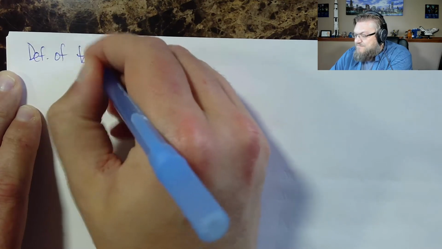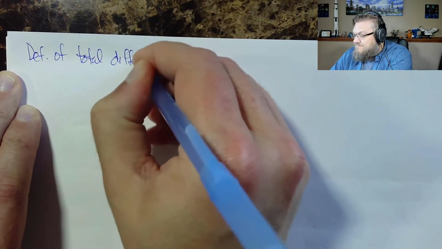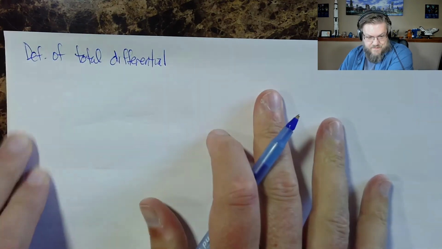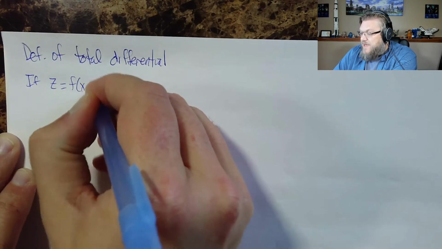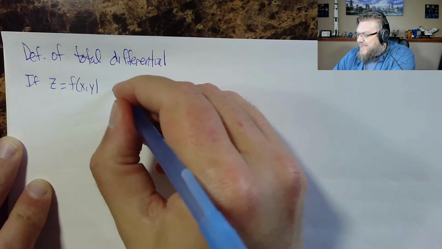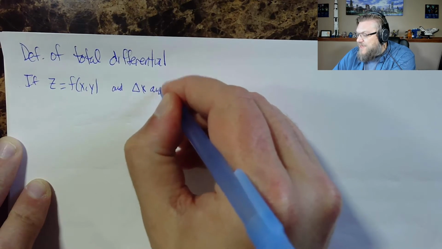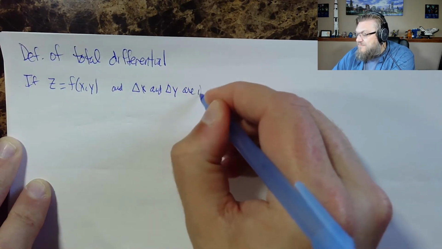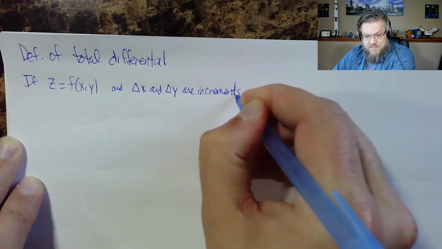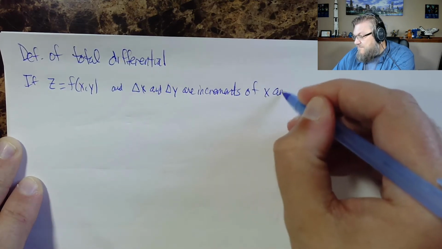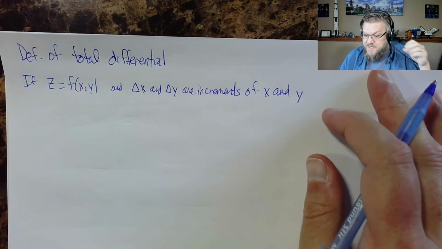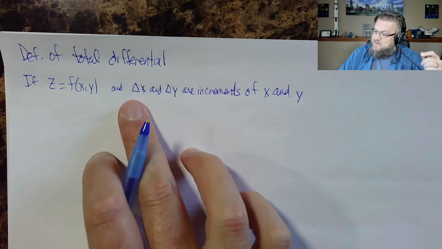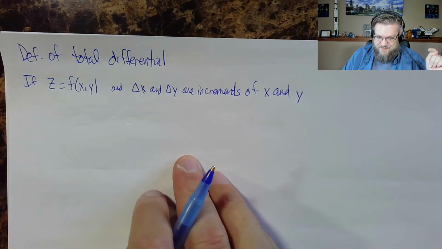So, definition of total differential. All right, suppose we have a surface z equals f of x, y, and we have some delta x and delta y that are increments of x and y. Remember, x and y in this context now are both independent variables. And so they can have independent nudges, right, of delta x and delta y.